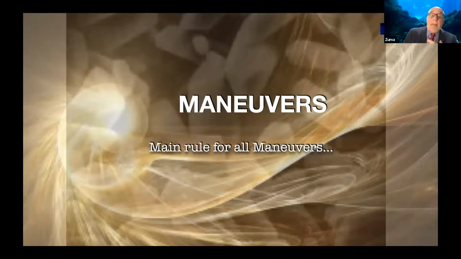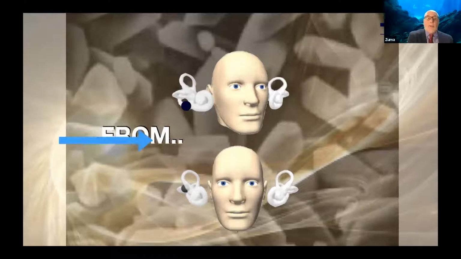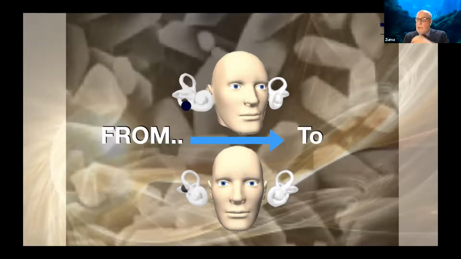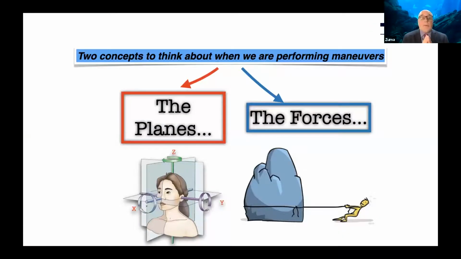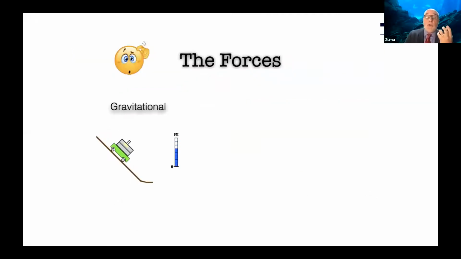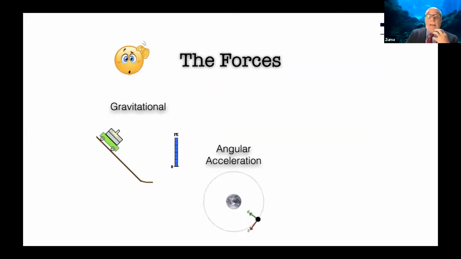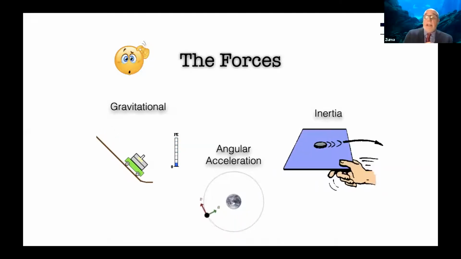To me, the main rule for all maneuvers is to perform them from the affected side to the unaffected side. If you see the Apple maneuver, the barbecue is always like that. Another thing important to me: two concepts to think about when you are performing a maneuver, the planes and the force. What kind of force do you perform? The gravity, the angular acceleration and the inertia.